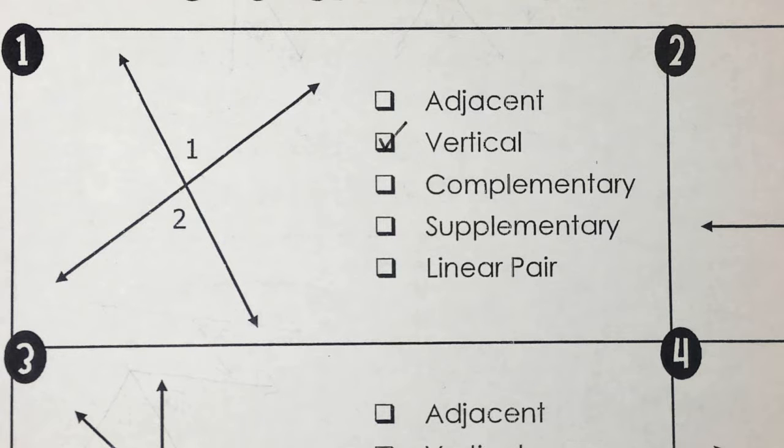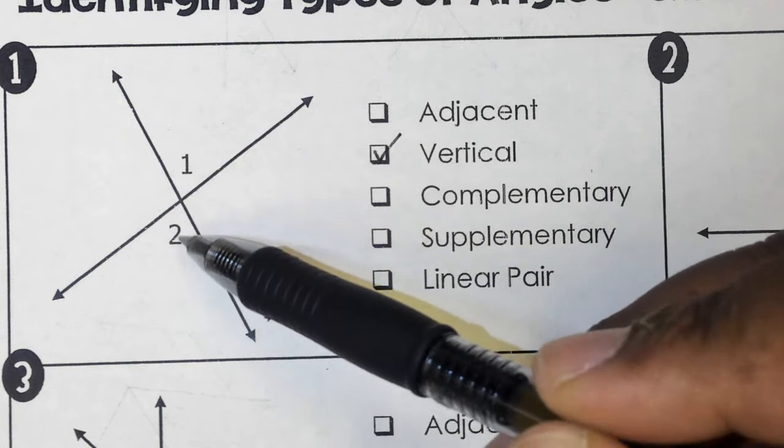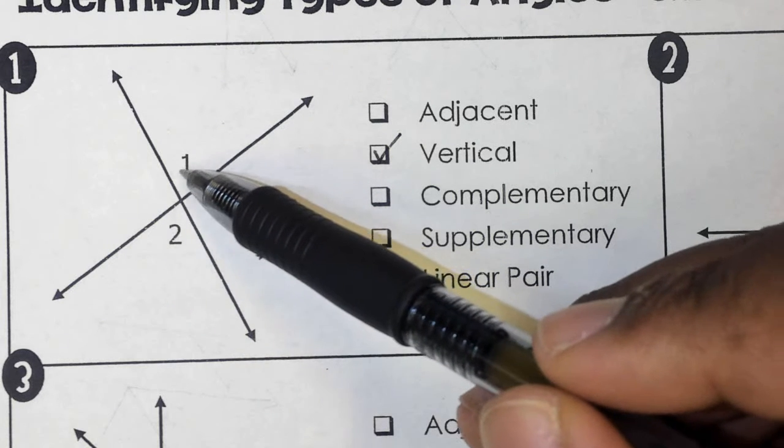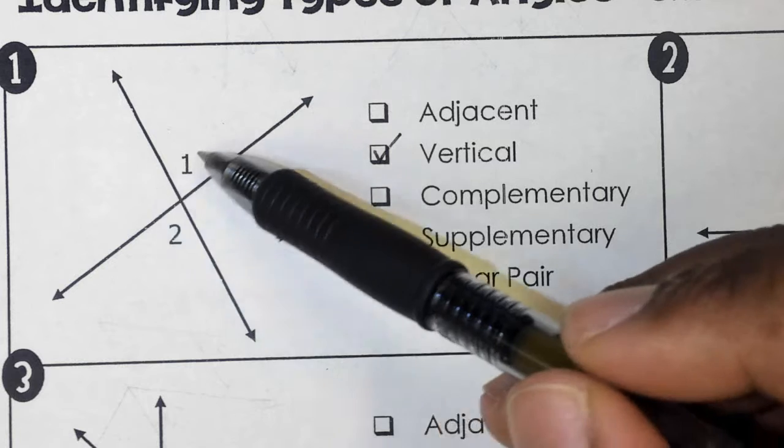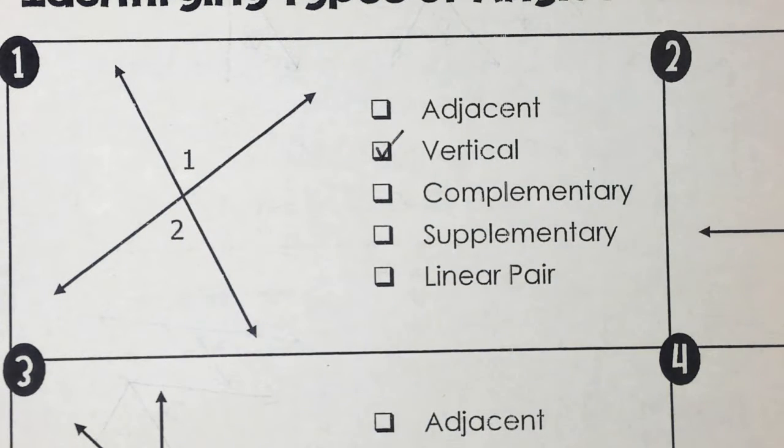You can't be vertical and adjacent at the same time because you got to understand. Vertical is across from each other. Adjacent is side by side. If I had 1 and 2 sitting right here, that would be adjacent, side by side. Vertical is across. Linear pair, no. None of that. The only thing that fits on this one is vertical.